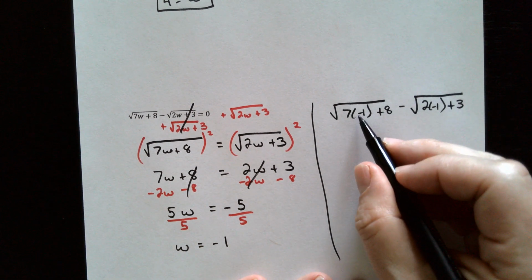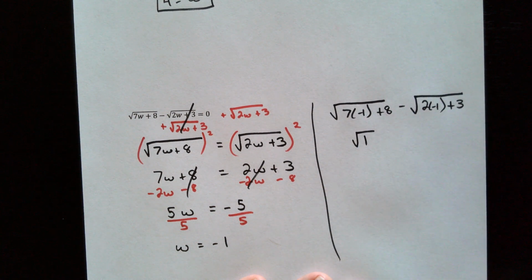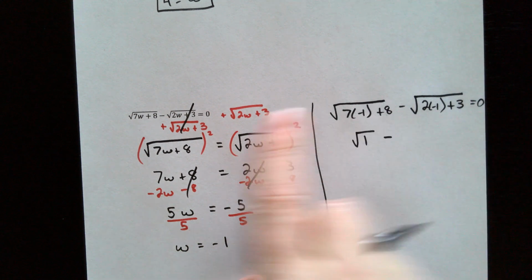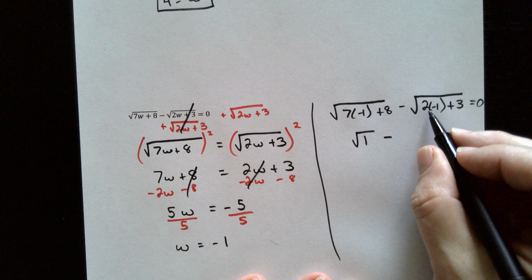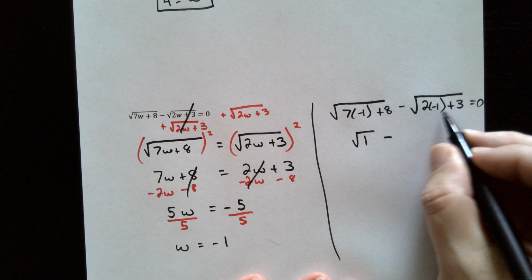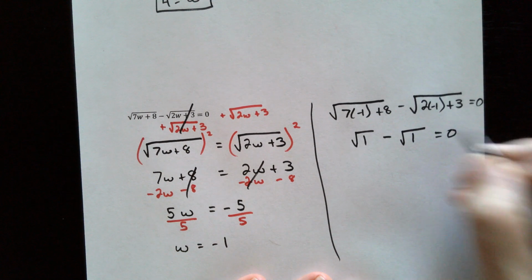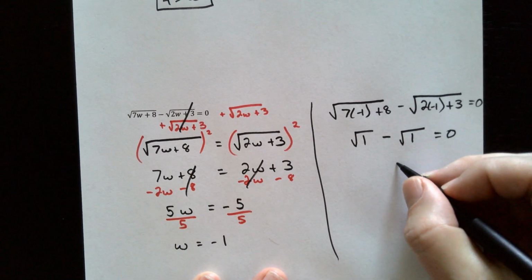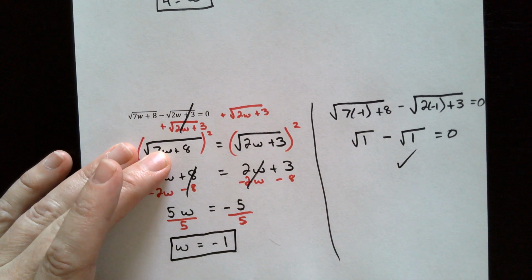Okay, so let's see if this works. That's negative 7 plus 8, so that's square root of 1. That's fine. Minus, oh, by the way, this is equal to 0. I forgot to write that part. Okay, and let's see what this one is. 2 times negative 1 is negative 2 plus 3. That's also the square root of 1 equals 0. So does the square root of 1 minus the square root of 1 equal to 0? Yes, it does, of course. So there we go.